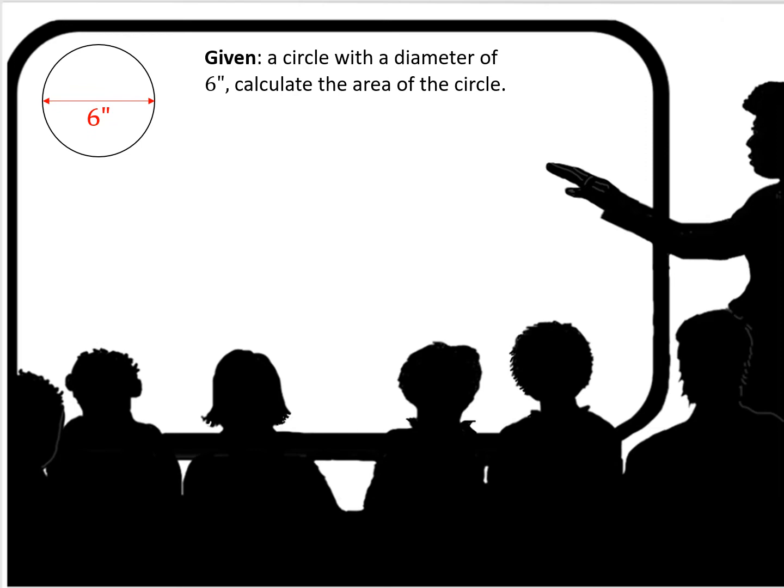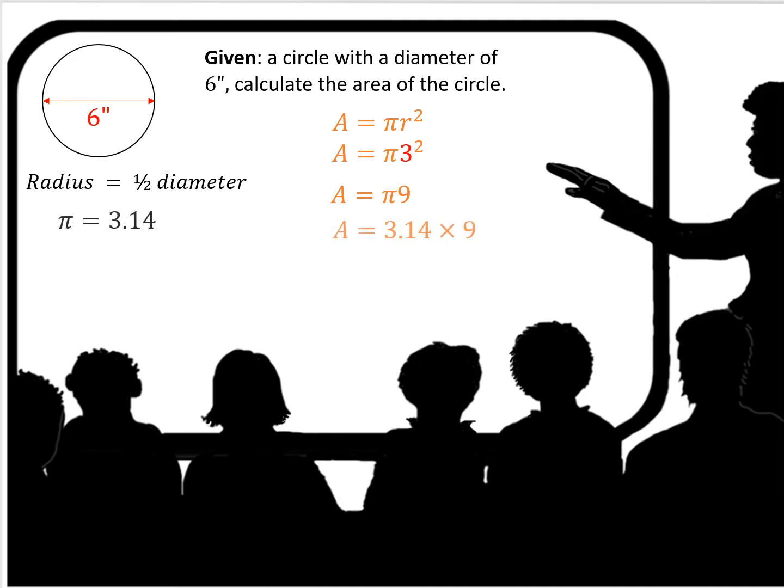Alright, given a circle with a diameter of 6 inches, calculate the area of the circle. There's our formula for area, A equals pi r squared. Once again, we recognize that the radius is 1/2 the diameter, so we plug in a 3 for the radius. We're going to substitute 3.14 for pi. We do the calculation and we come up with the area equals 28.26 inches.